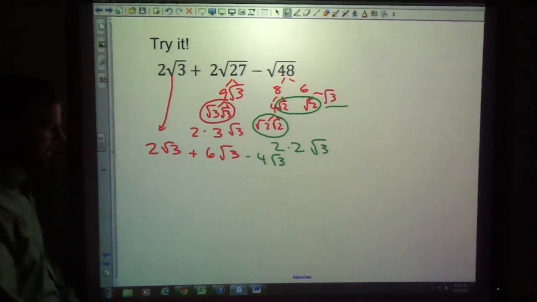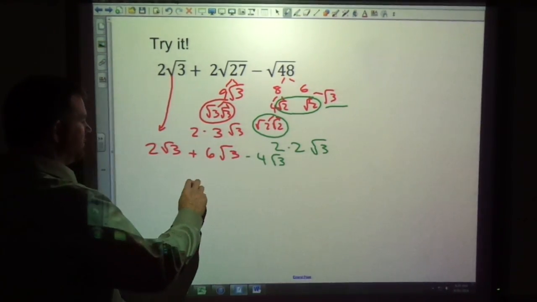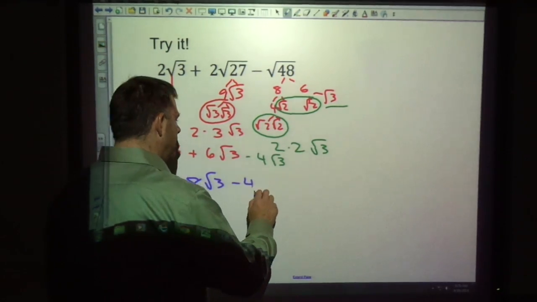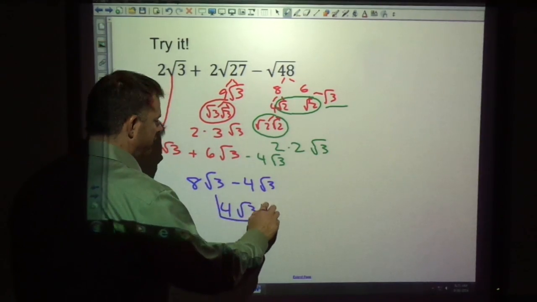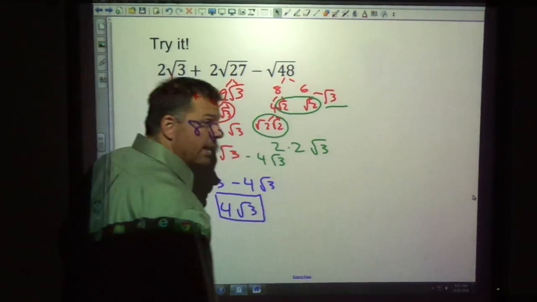So 2 plus 6 of these radical 3's gives me 8 radical 3. And 8 radical 3 minus 4 radical 3 is 4 radical 3. We did it. We can add and subtract.